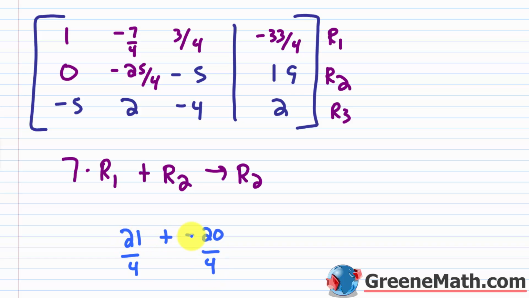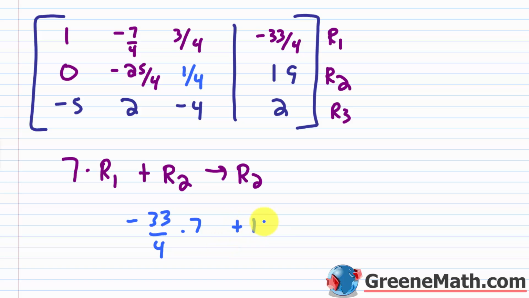And 21 plus -20 would be 1. So this would be 1/4. Okay, so I'll erase this and put a 1/4 here. So let's erase this. And then lastly, I have this -33/4 times 7, and then plus 19 when that's done. So this would end up giving me -231/4. So -231/4. And then I'm adding to this 19.